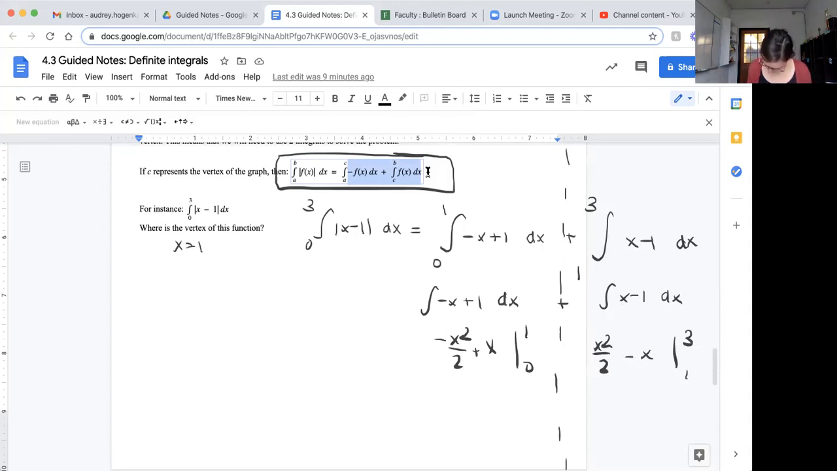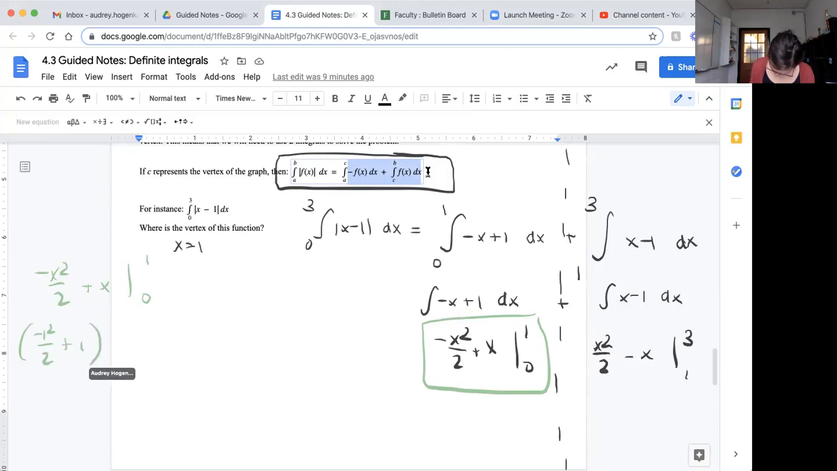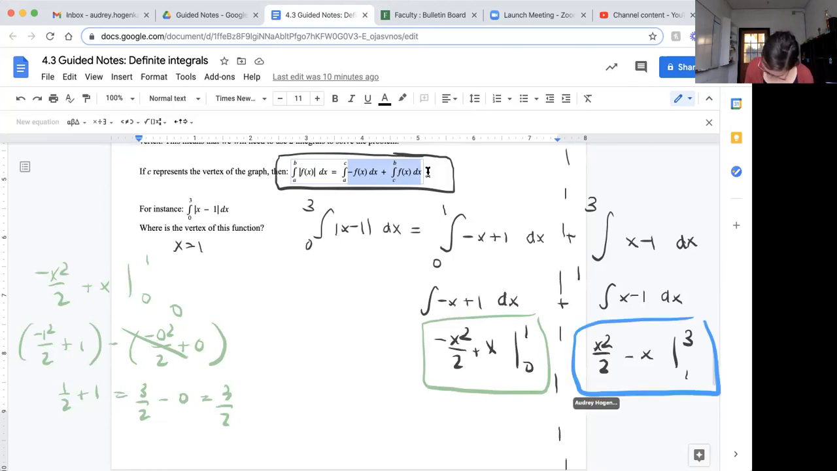So I'm going to do some work over on the side of my paper. So I have negative x squared over 2 plus x from 0 to 1. So I'm going to have negative 1 squared over 2 plus 1 minus negative 0 squared over 2 plus 0. So this is all going to go to 0 minus 0. So it's going to be 1/2 plus 1, which is equal to 3 halves minus 0, which is just 3 halves.